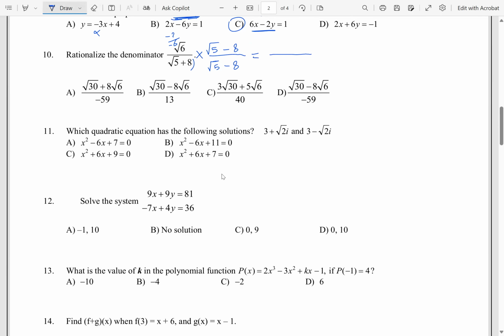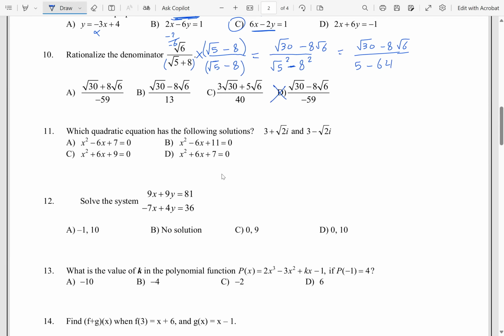How to multiply root 5 plus 8 times root 5 minus 8? Simply, you just write root 5 squared minus 8 squared. This is the answer. For the numerator, you can use the distributive property, multiplying radical 6 by root 5 gives radical 30, minus radical 6 times 8 is 8 radical 6. Root 5 squared is 5, and 8 squared is 64. The numerator is 30 minus 8 radical 6. So 5 minus 64 is negative 59. I think this answer is correct.